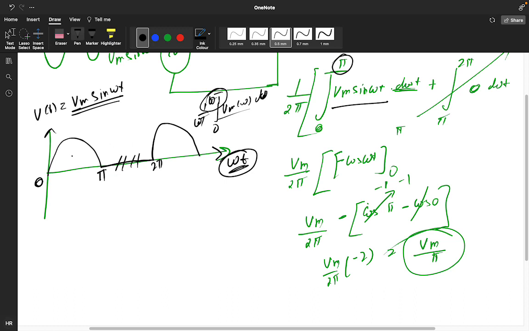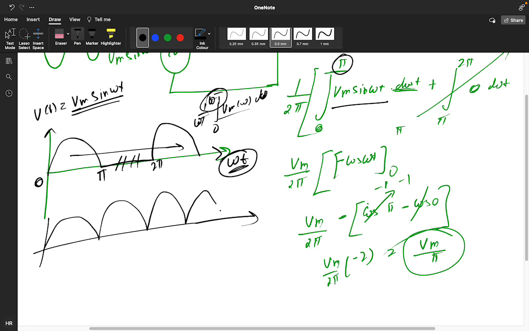So the average value of this signal is Vm by pi. If we add the same cycle again, then the average value will become twice Vm by pi. Correct? Prasanna, is this clear?